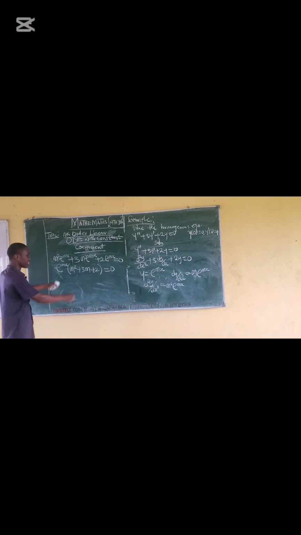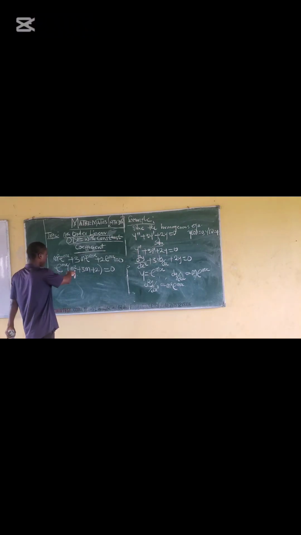Inside this bracket, I have m squared plus 3m plus 2. And this is a quadratic equation, a polynomial. So I'm going to solve this thing quadratically. I can only solve this quadratically provided that exponential mx is not equal to 0, because if exponential mx is equal to 0, the whole expression automatically becomes 0 and it will not make sense. So the major aim for us is to look for the roots of the auxiliary equation, so that we can be able to solve the quadratic equation.